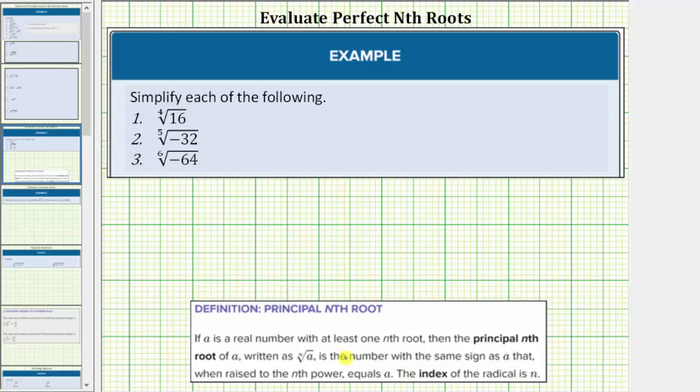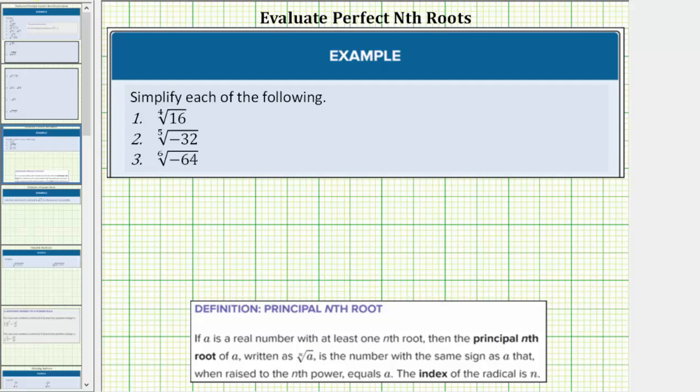The index of the radical is n. Looking at number 1, we have the fourth root of 16. To simplify or evaluate, we need to determine what real number raised to the fourth power is equal to 16. Notice how for this radical, the index is 4, giving us the fourth root of 16.